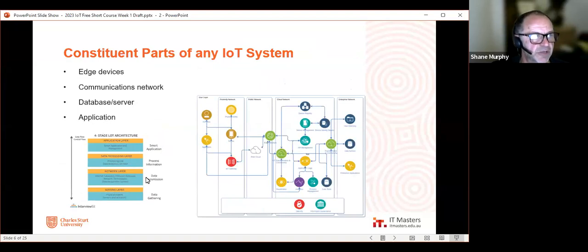Now down here, and I think you can read that reasonably well over the slide, that's something from a company called InterviewBit, and they have a 4-stage IoT architecture. They call it layers. They have a sensing layer, a network layer. So the sensing layer is the edge devices, a network layer, which is your communications, a data processing layer, which is your database servers, and then an application layer. I call them smart apps, or process information, data transmission, data gathering.